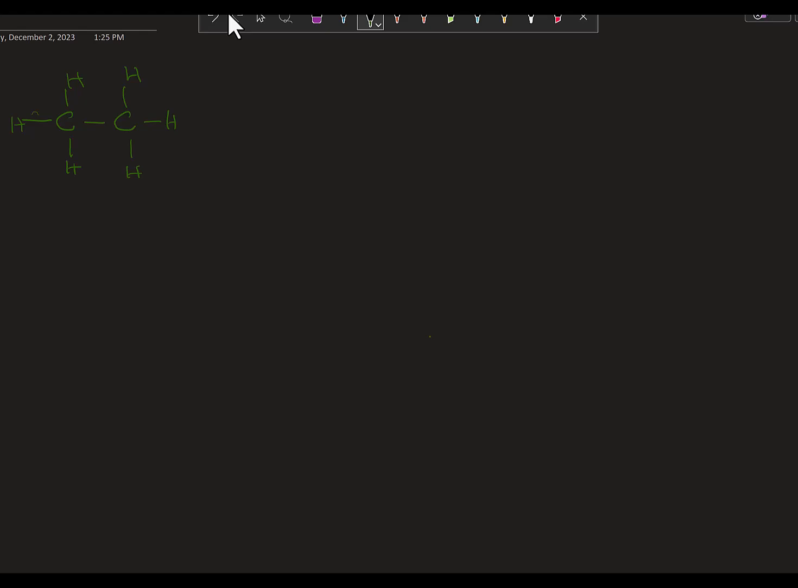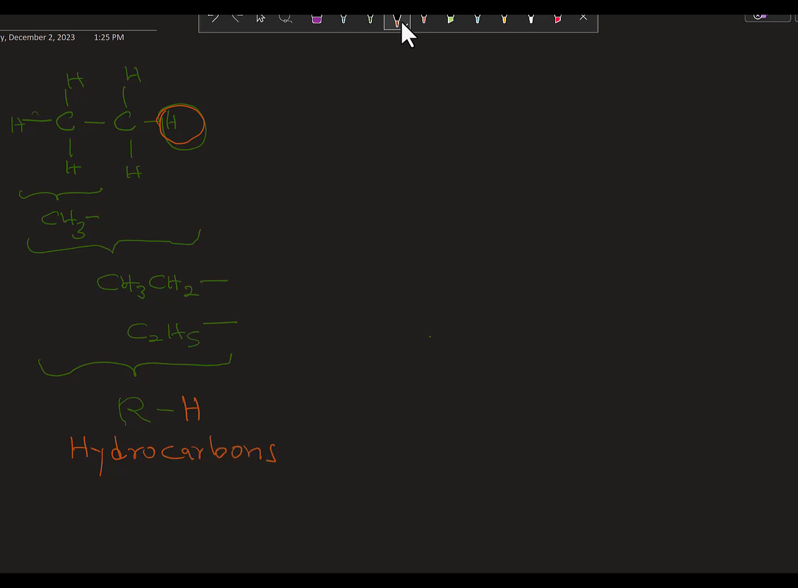Let's start with the ethane molecule. This portion can be marked as a substituent, methyl. The whole thing can be marked as a substituent of ethyl, CH3CH2, or you can write C2H5, right? So any of these substituents can be R if you consider this hydrogen as a connected substituent. So that means hydrocarbons are actually RHs, okay?